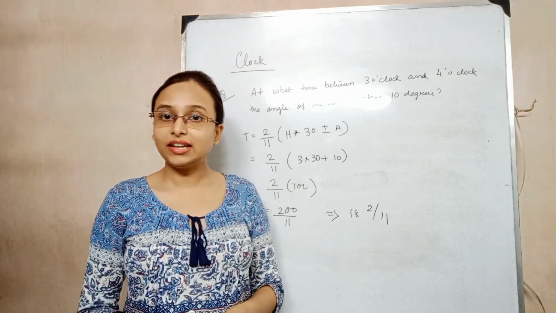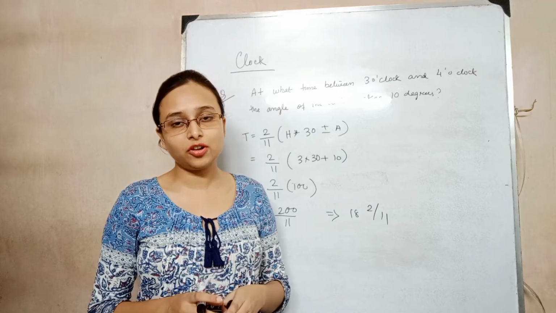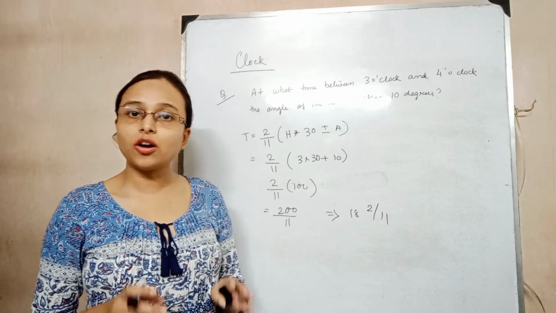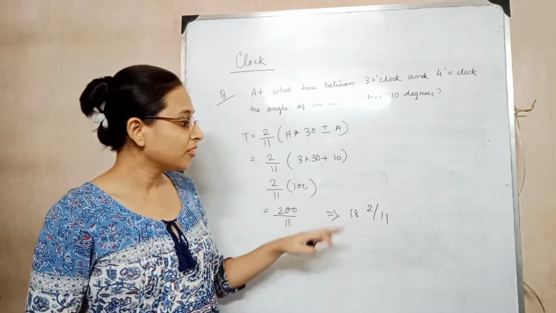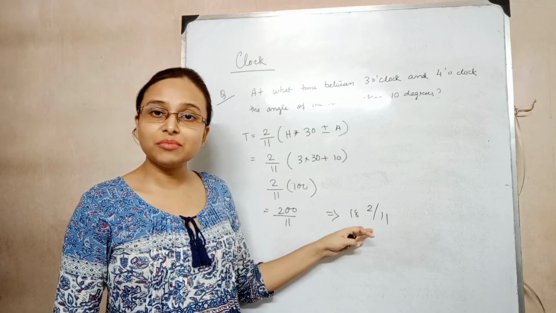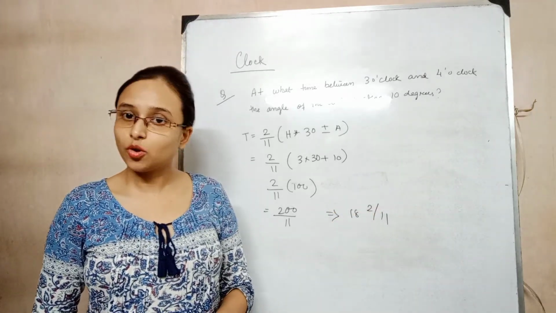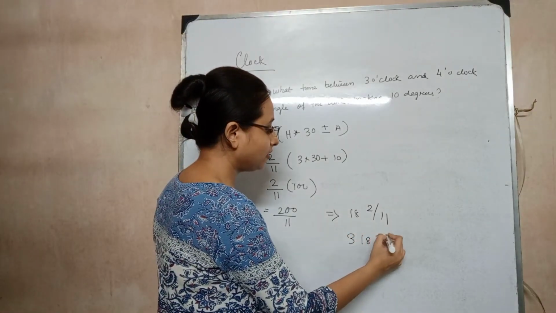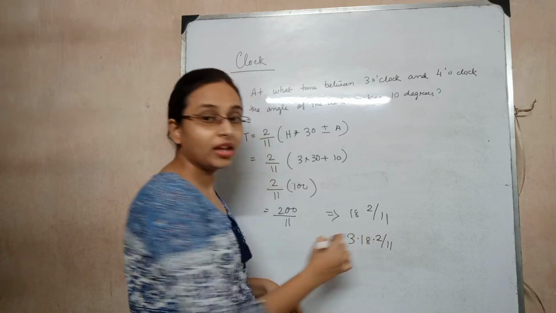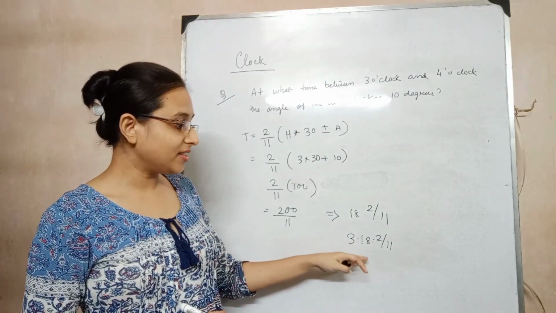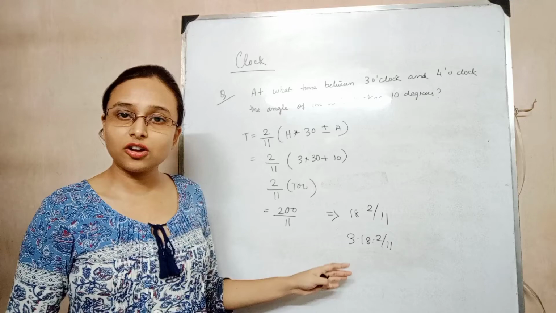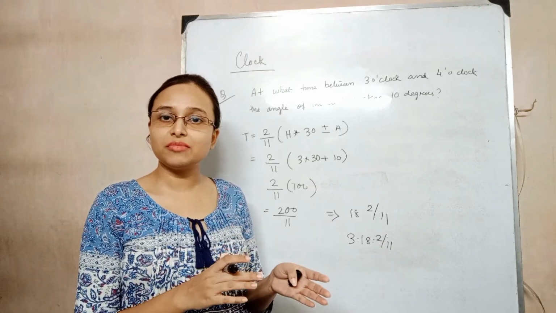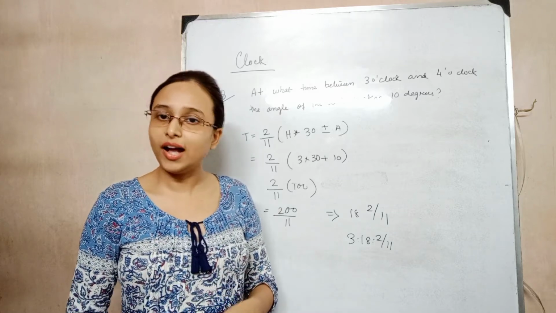Now, the answer indicates that the hands of a clock will make an angle of 10 degrees between 3 o'clock and 4 o'clock exactly at 3 hours, 18 minutes and 2 by 11 minutes. Okay, we have to add 3 to it. So, we can say 3, 18, 2 by 11. Okay, 3 hours, 18 minutes, 2 by 11 minutes, or 3 o'clock, 18 minutes and 2 by 11 minutes. Converting 2 by 11 minutes into seconds by multiplying with 60 will give you the answer. Okay.